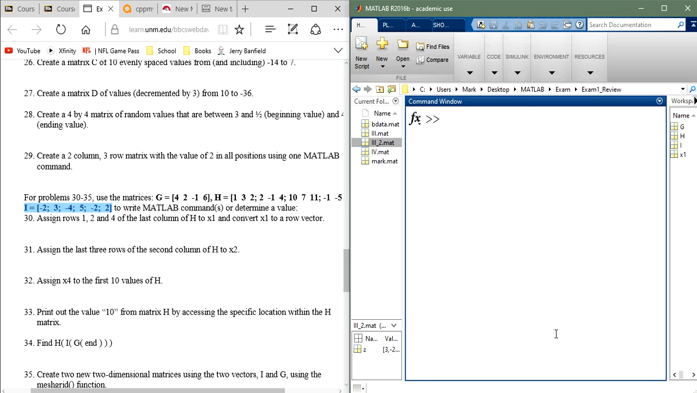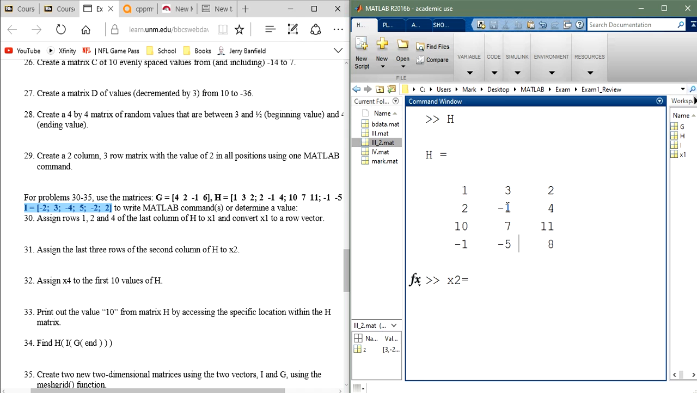Assign the last 3 rows of the second column of H to x2. So let's see what H is again. The last 3 rows, 1, 2, 3, of the second column, so it's -1, 7, -5, to x2. So here we have x2 is equal to, now let's circle them on our paper, the one that we need, and then we'll see which rows we need.